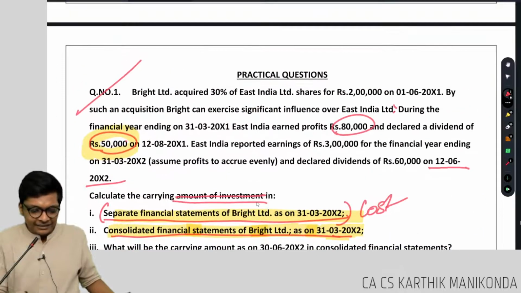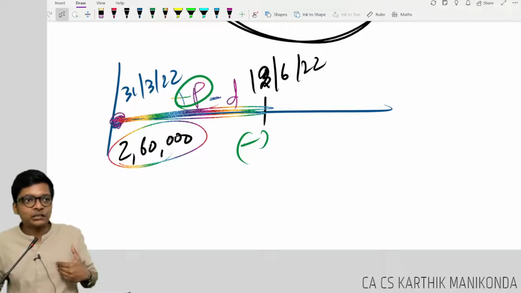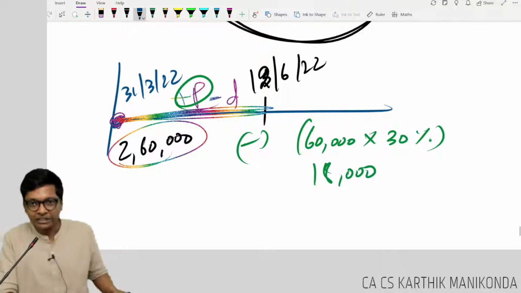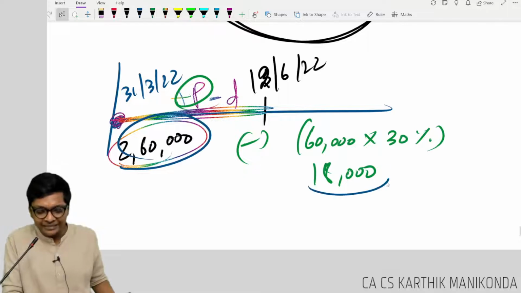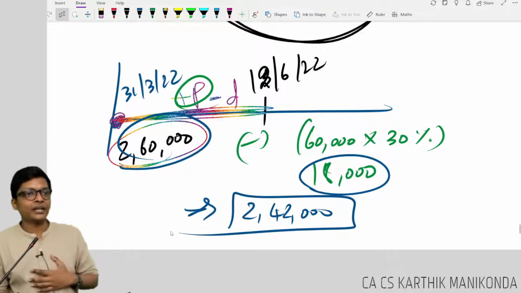Dividend is 60,000. My share is 60,000 into 30%, 18,000. This is post acquisition dividend. So straight away reduce. 2,60,000 minus 18. How much? 2,42,000 is my answer. Are you following, guys?